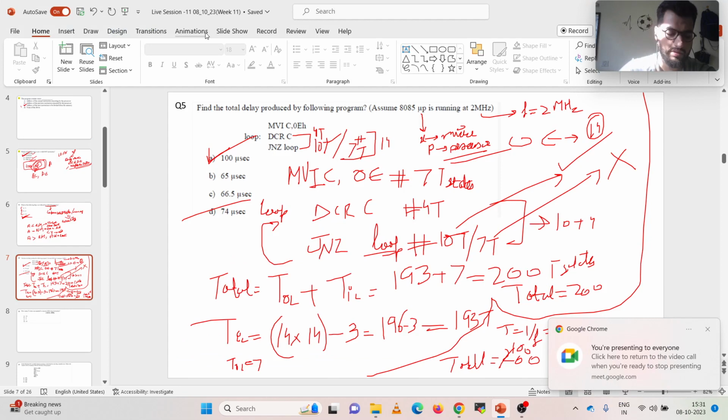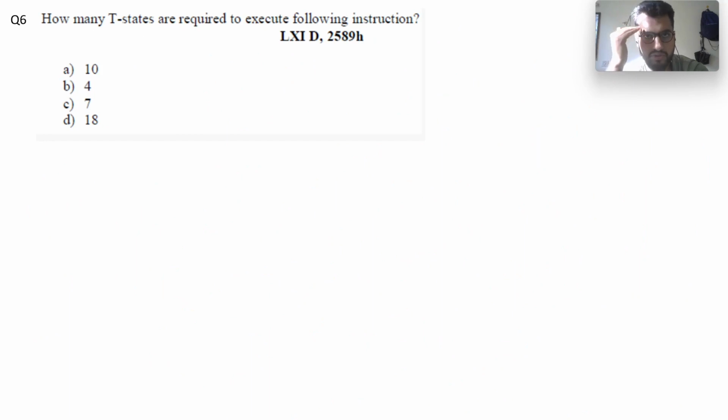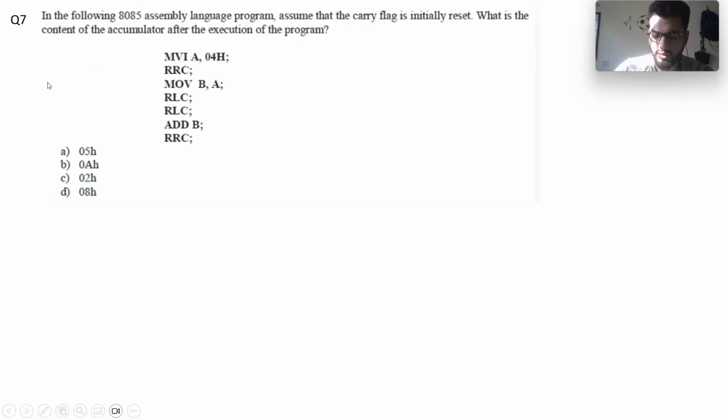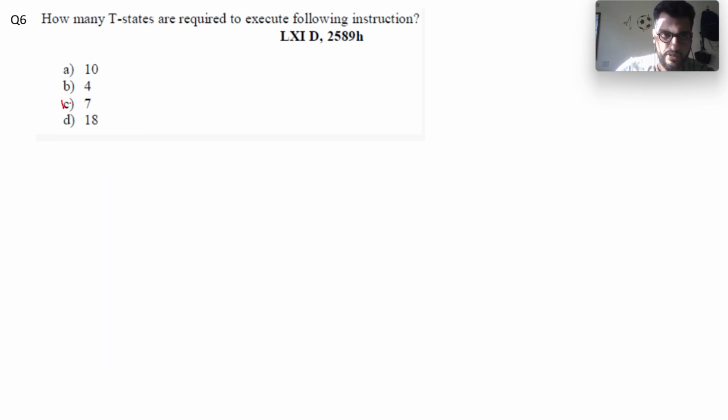So then we have question number 6. How many T states are required to execute the following instruction? LXI D, 2589 requires how many T states? So it requires only 70 states. Option C.